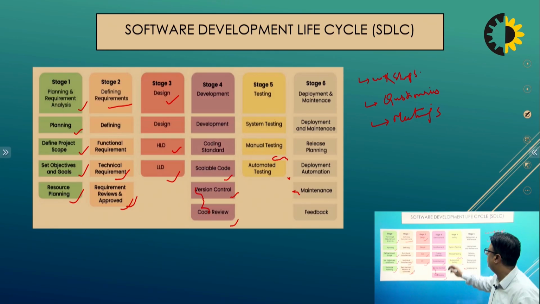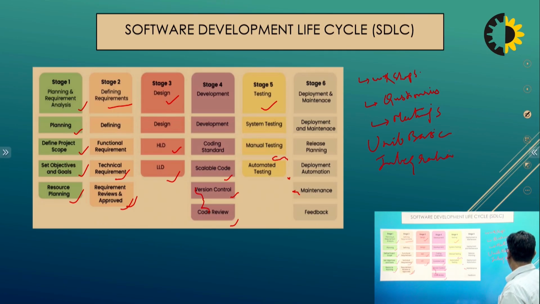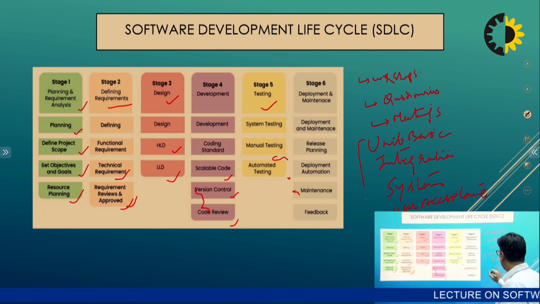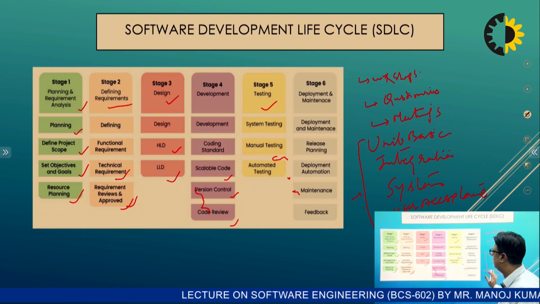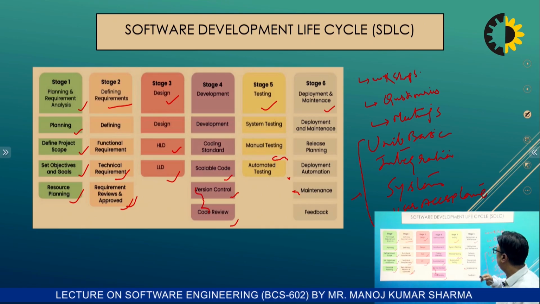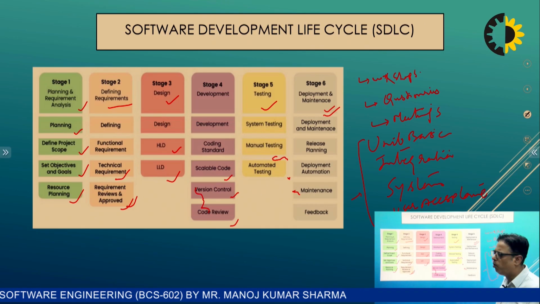The fifth stage depends on testing. There are different types of testing. The first one is unit testing, which is the basic one. The second one is integration testing, the third one is system testing, and the fourth one is user acceptance testing. These are the four basic testings available. There are many different types of testing available, but these are the basic ones.